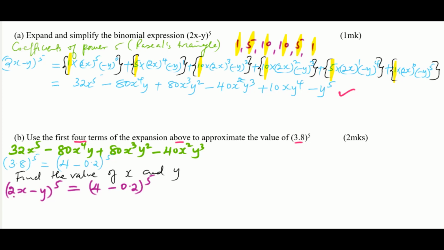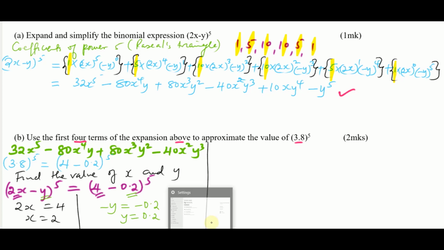Then from there, look at these. You're going to take 2x is equal to 4. In this case, x will give you 2. Then another one that you need to look at is y. We have negative y is equal to negative 0.2. So y is equal to 0.2. So what we need to do is to substitute these values.